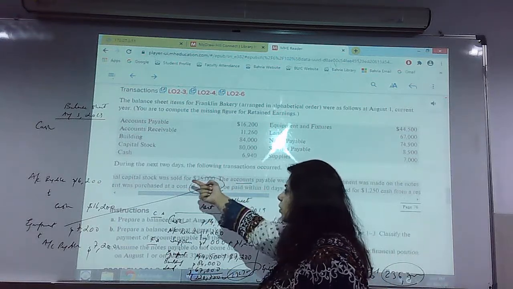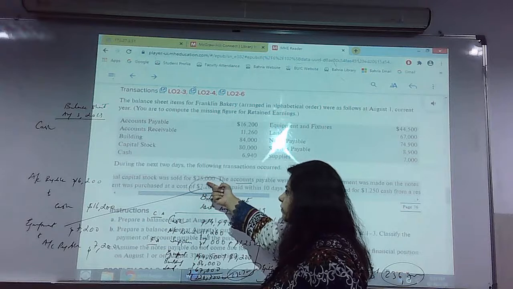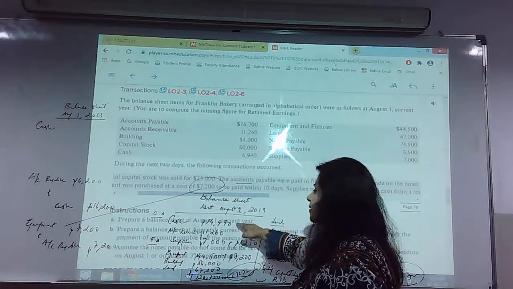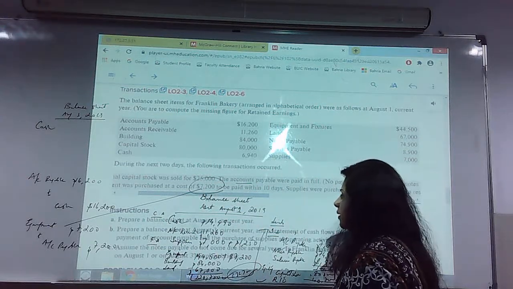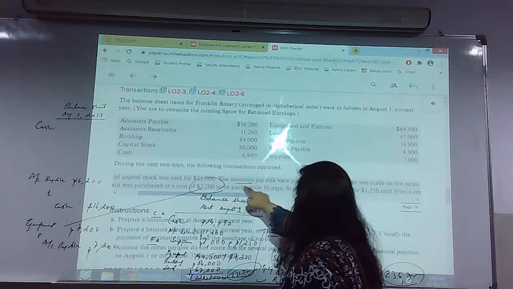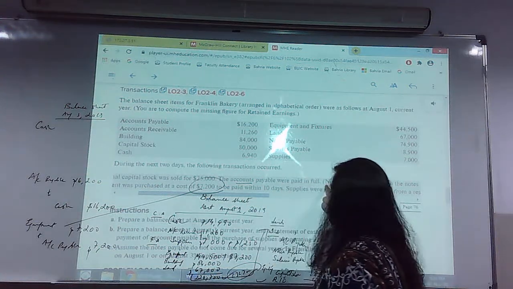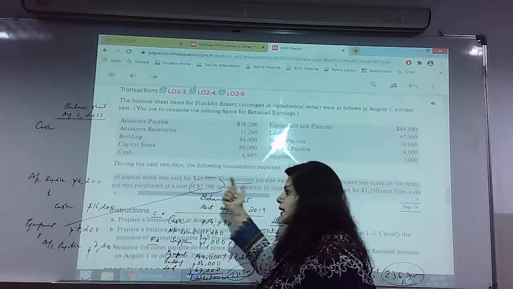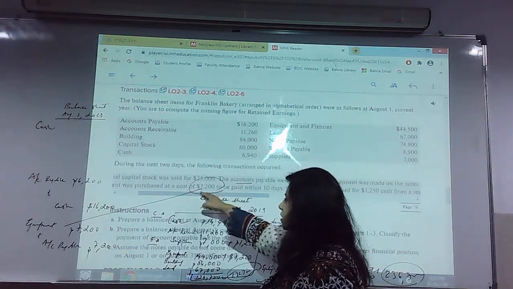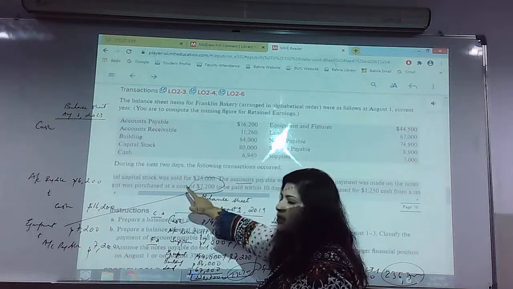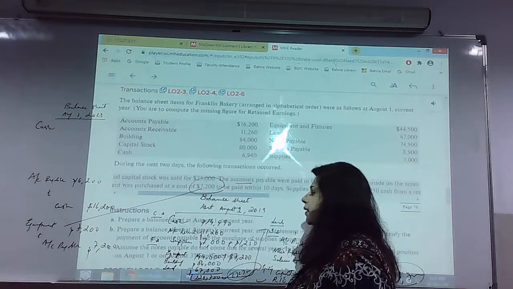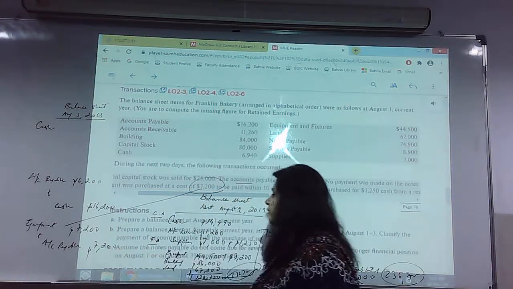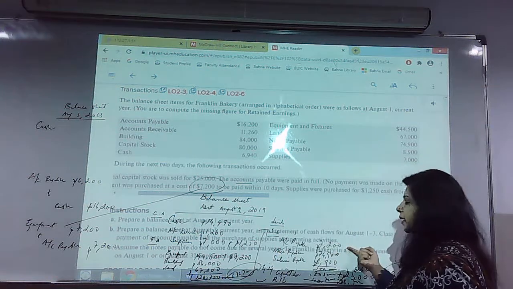First of all, we say that on August 2nd, the capital stock was sold for $25,000. I wanted to take the effects in cash and explain to you how you took the cash effects. Now out of this, accounts payable were paid in full, so I removed the accounts payable because it was paid in full. But then again there was another transaction which had accounts payable because you purchased equipment on account. So in that case, again accounts payable was created for 7,200. I created it again, okay?